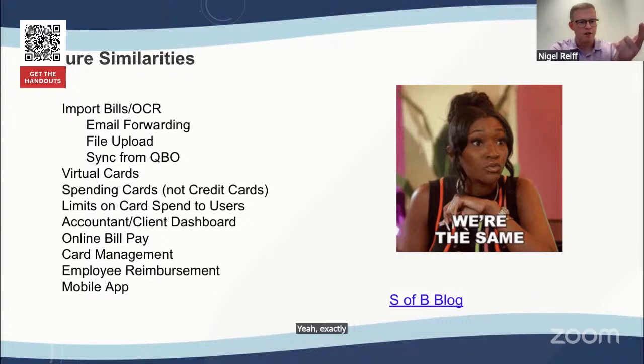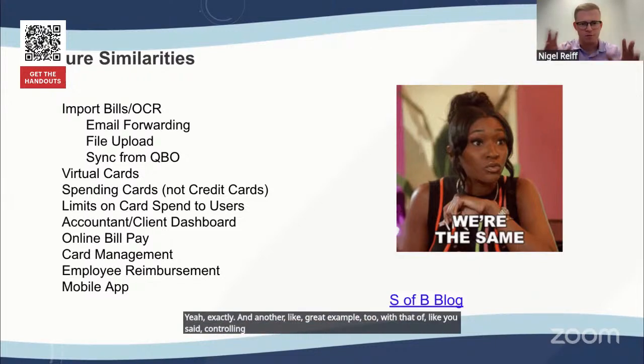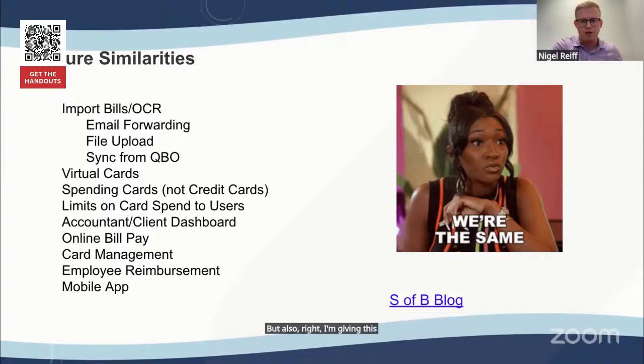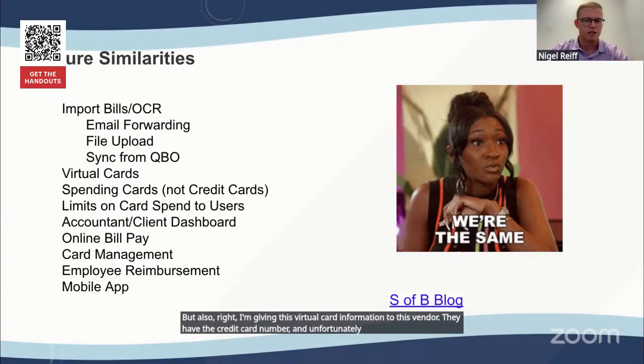Yeah, exactly. Another great example, like you said, is controlling our subscriptions and making sure we're not seeing any fluctuations in pricing we didn't expect. But also, I'm giving this virtual card information to this vendor. They have the credit card number. And unfortunately, data leaks happen. As much as we want to try and avoid them, we need to make sure we're prepared to handle those effectively.